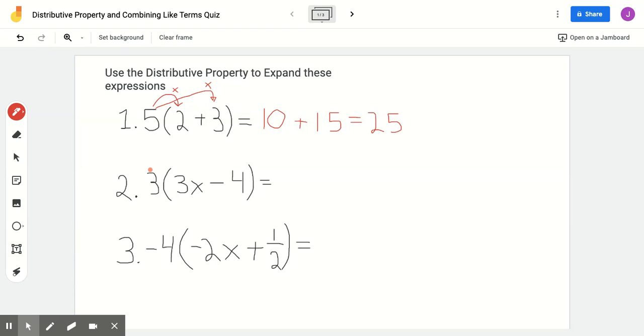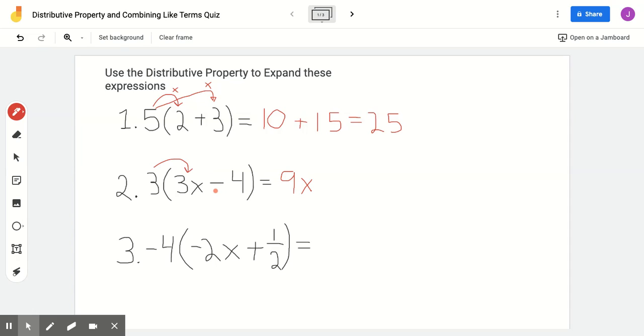All right, let's check out that correct answer. Same thing that we did up here. Distribute the 3 times the 3x. Remember, when we multiply a constant times a variable with a coefficient, we just multiply the constant times the coefficient, and we keep the variable. So 3 times 3 is 9, and we keep our variable x.